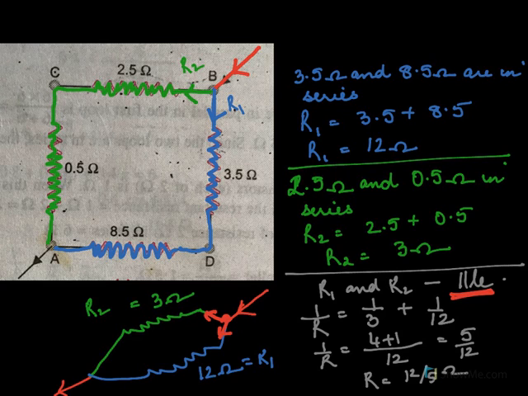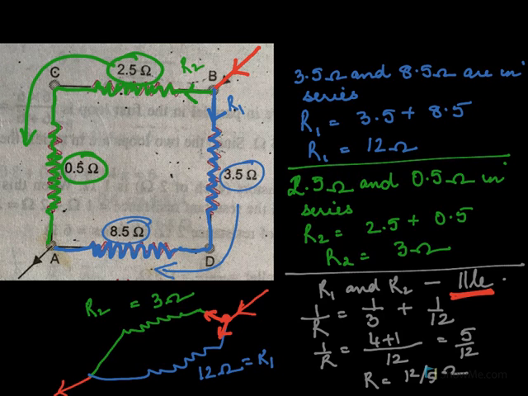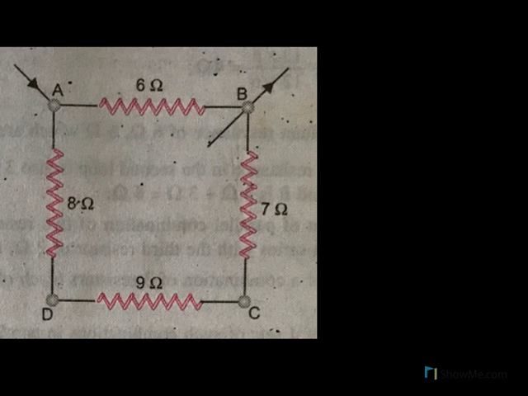However, here, if you see, 2.5 and 0.5 are connected in series. It's the same current that is flowing through both. And here 3.5 and 8.5 are connected in series. It's the same current that is flowing through both. This is the second diagram.